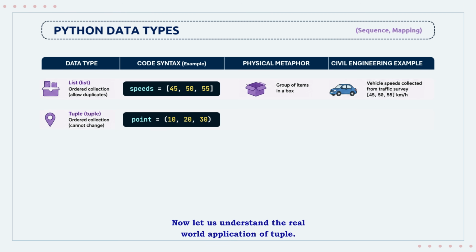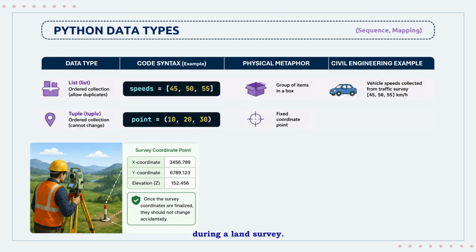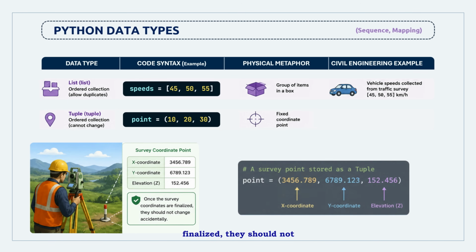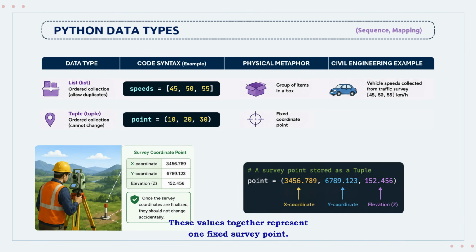Now let us understand the real world application of tuple. Think of survey coordinate points which are collected during a land survey. Once the survey coordinates are finalized, they should not change accidentally. For example, x coordinate, y coordinate and elevation value you have collected from the land survey. These values together represent one fixed survey point.